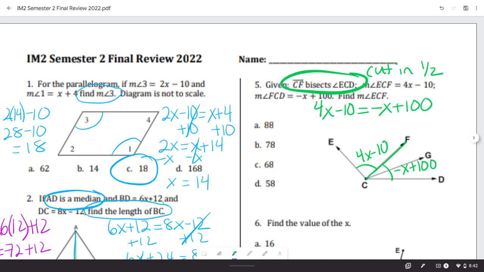So we're going to solve for x. For most of these, you're going to have to solve for x no matter what. But pay attention to the directions. The directions say ECF. So we're going to have to plug it back in once we find x.